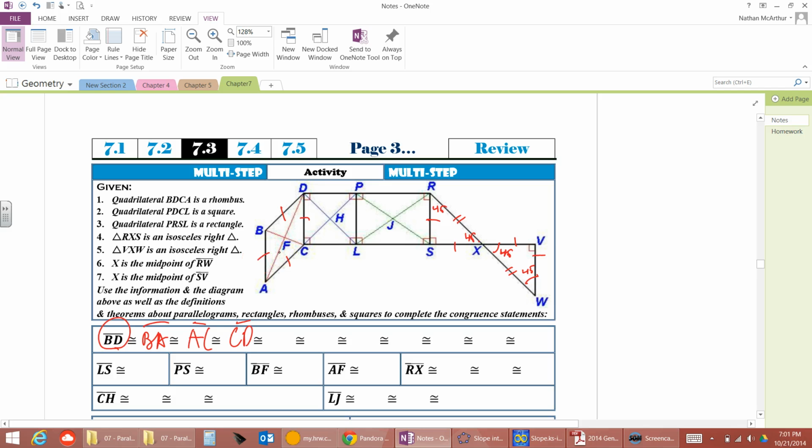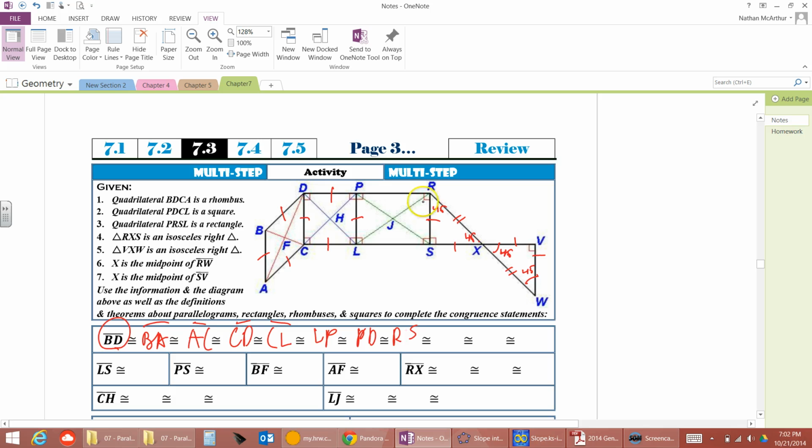Check this out. Now I go around, this is a square. Squares have all four sides congruent. So CD also is congruent to CL, and LP, and PD. Cool. Now, rectangles have the same side across, or this is a rectangle, so we say they have the same length across. So PL is congruent to RS. That's a Z, sorry.